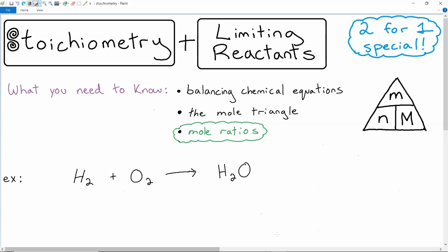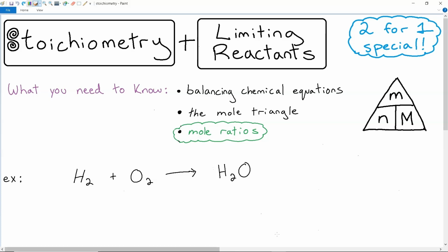Stoichiometry is just a fancy way of saying that we're going to be looking at the proportions between reactants and products in a chemical reaction or chemical equation. So if I start with a certain amount of reactant, I should be able to figure out how much product it's going to create for me.